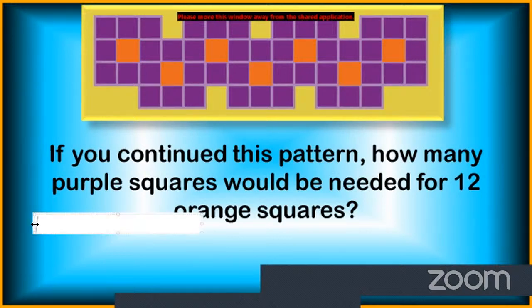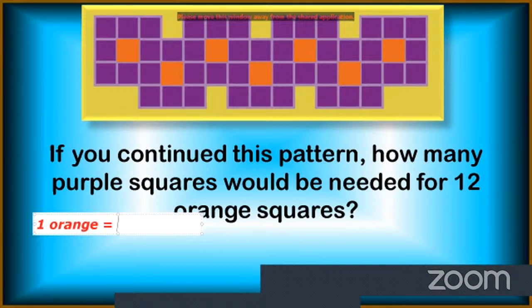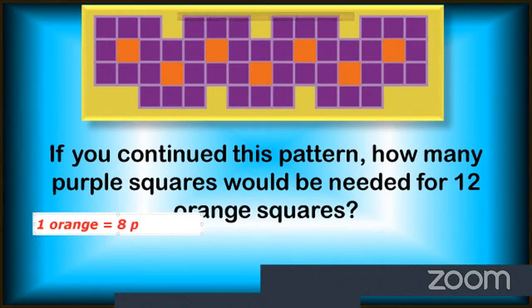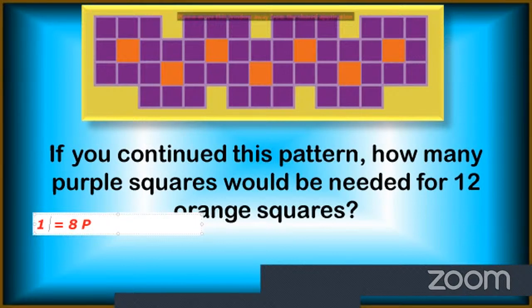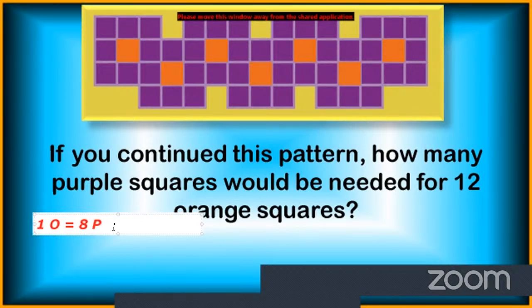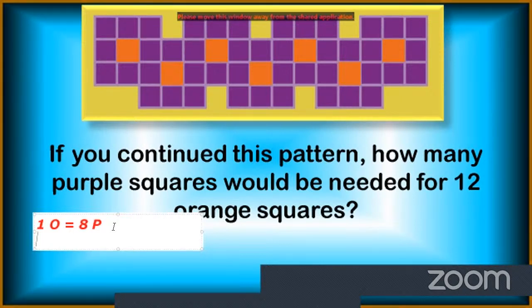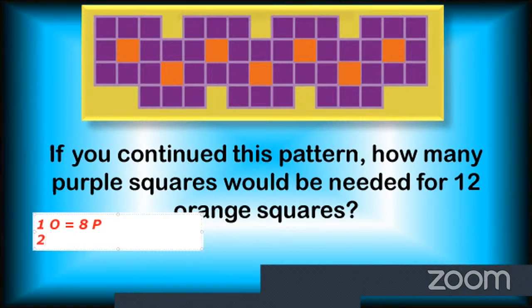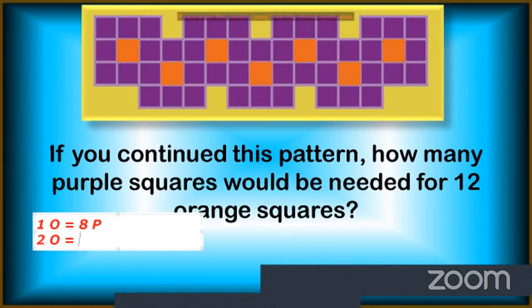I'm going to write these things that you're seeing. 1 orange is equal to 8 purple. Can I use P and O to represent these? I'm going to write 1O is equal to 8P, and the O is orange. So 1 orange is equal to 8P. So 2 oranges is equal to how many purple? Guys, look at the data, look at the pattern here and tell me how many purple squares there are when you count 2 orange squares. 2 orange squares is equal to how many purple?